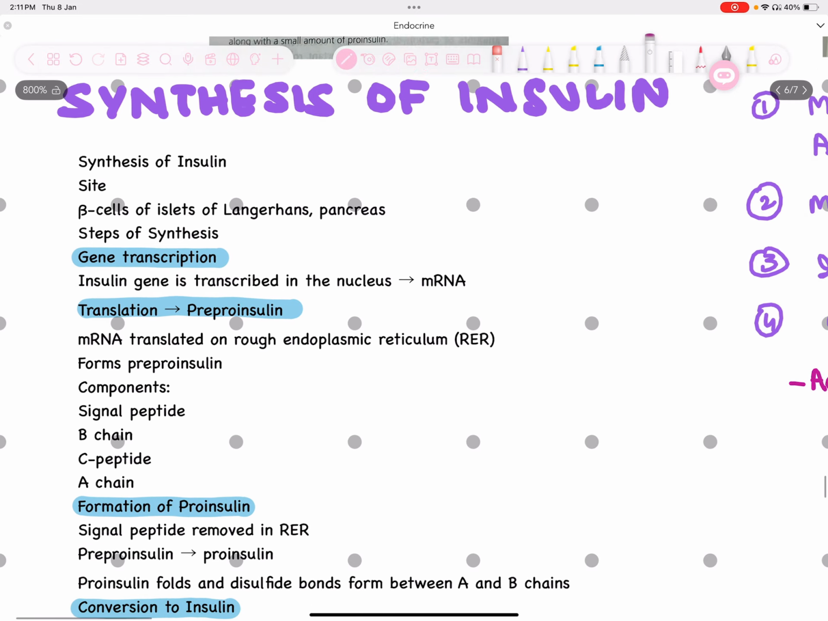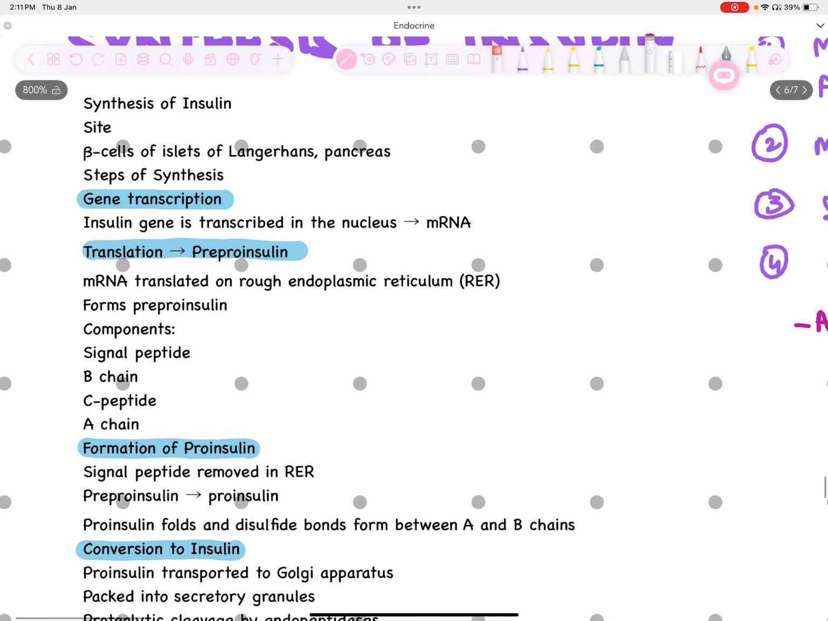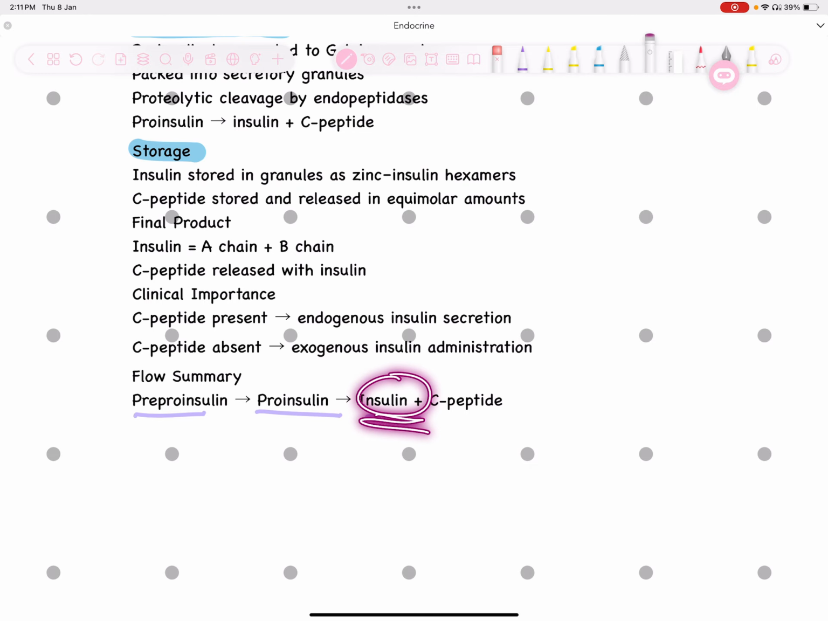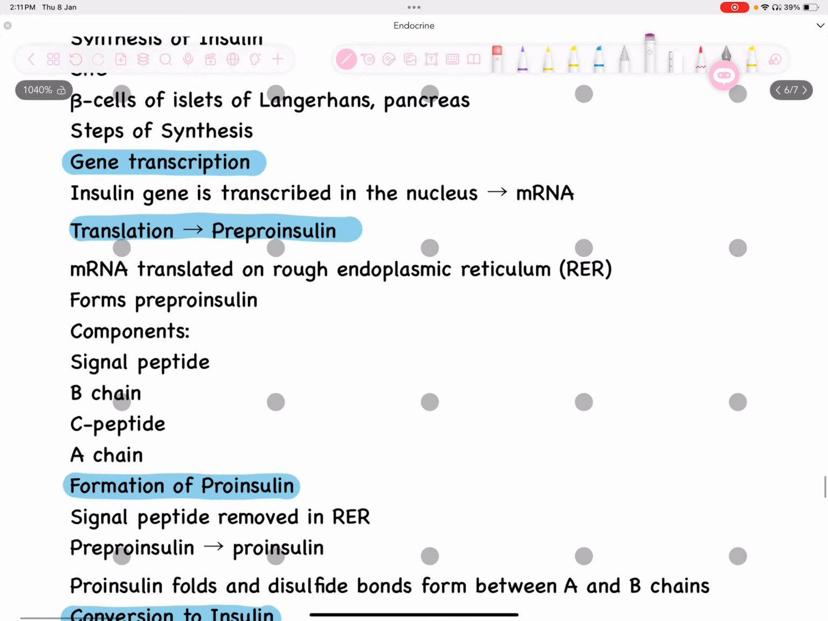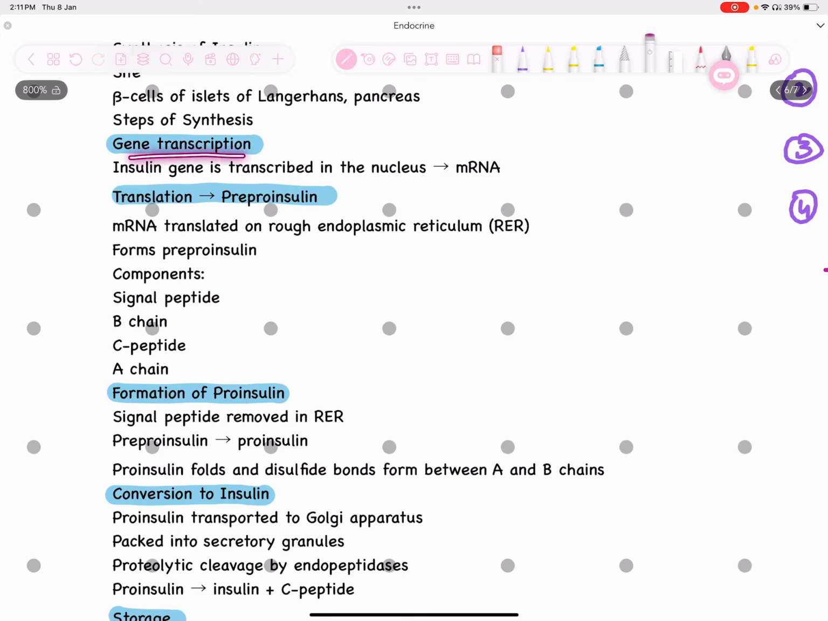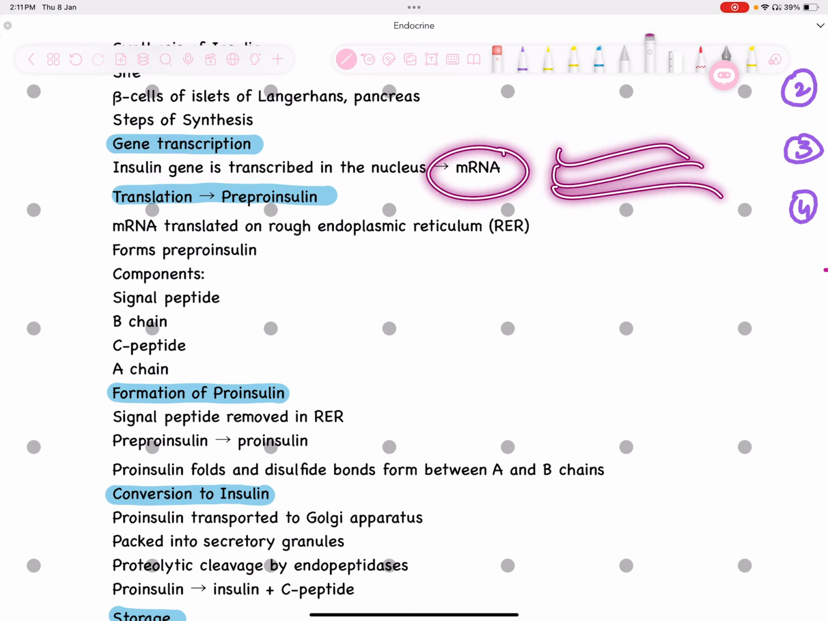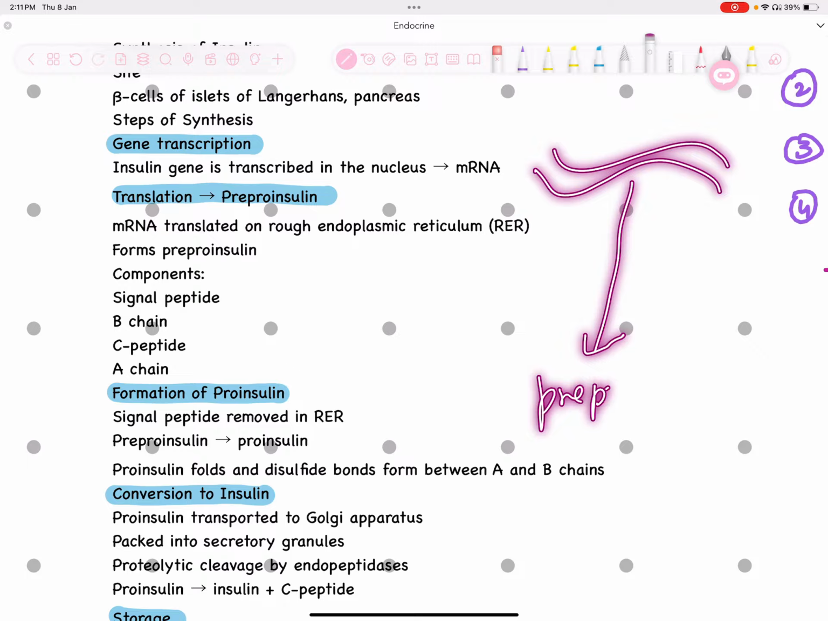Now, talking about the synthesis of insulin, let me give you a rough overview. First of all, you have pre-proinsulin that gets transformed to proinsulin. Then you get insulin, which is finally packaged into a vesicle and stored. What are the steps? Starting off with gene transcription. What happens in transcription? Basically, a gene is transcribed into mRNA, forming an mRNA strand. Then translation of that mRNA strand into a protein happens. What protein is that? That is pre-proinsulin.